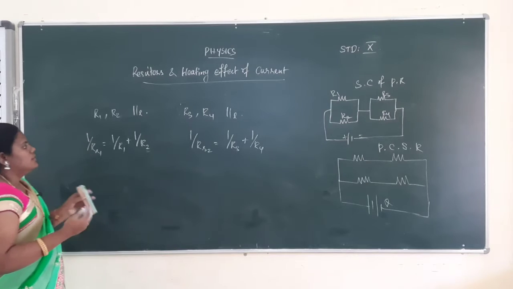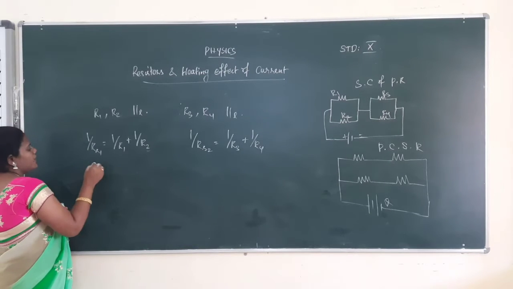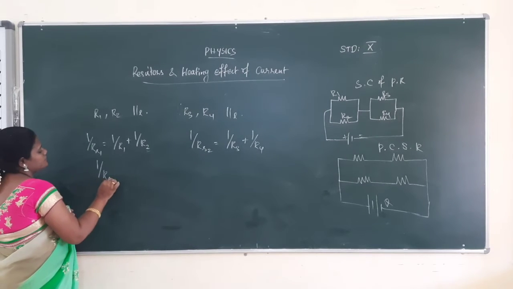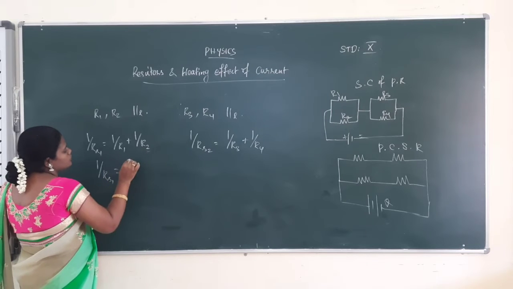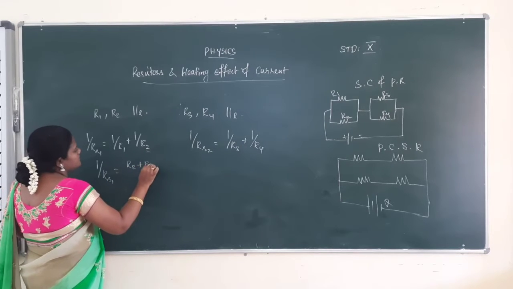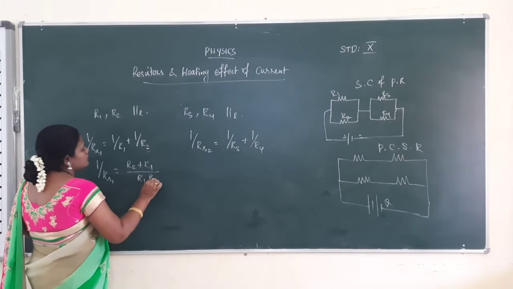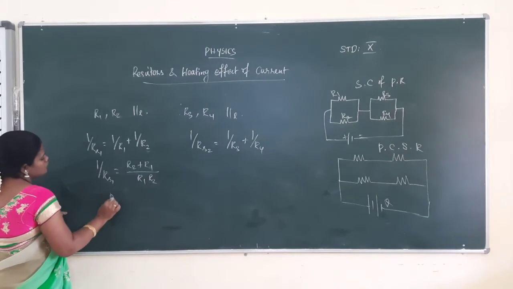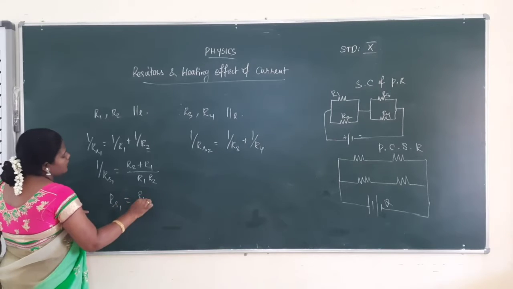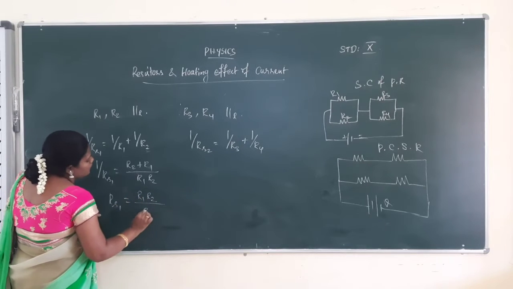Okay. So how to calculate? 1 by Rs1 is equal to 1 by R1 plus 1 by R2, taking the LCM, R2 plus R1 by R1 R2. Then Rs1 is equal to R1 R2 by R1 plus R2.